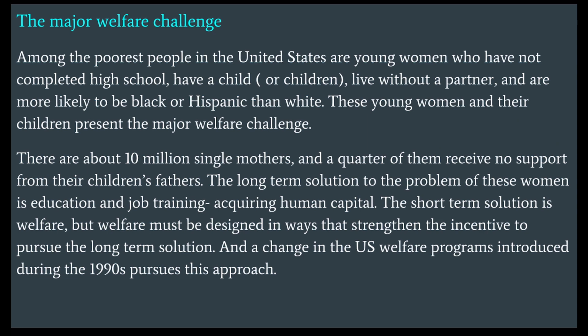The major welfare challenge. Among the poorest people in the United States are young women who have not completed high school, have a child or children, live without a partner, and are more likely to be black or Hispanic than white. These young women and their children present the major welfare challenge. There are about 10 million single mothers, and a quarter of them receive no support from their children's fathers. The long-term solution to the problem of these women is education and job training, acquiring human capital. The short-term solution is welfare, but welfare must be designed in ways that strengthen the incentives to pursue the long-term solution. And a change in the US welfare program introduced during the 1990s pursued this approach.